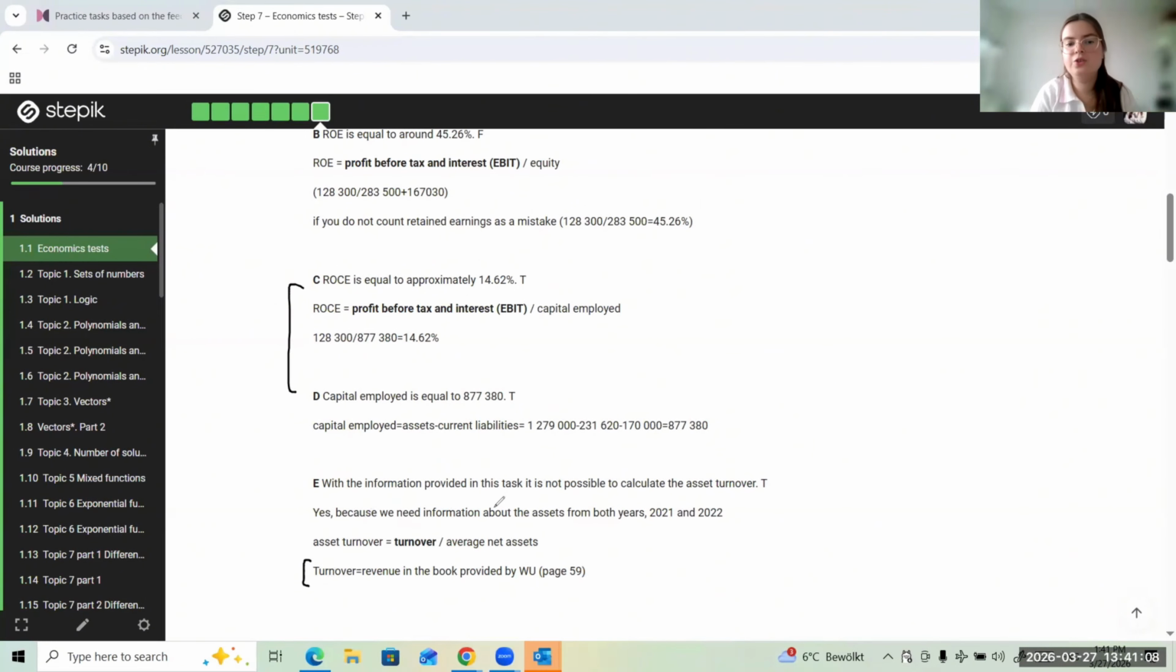So here, you know that asset turnover would include average net assets. For average assets, you need 2 years. You cannot have one, because average is between the two. That's why, since you only have the balance sheet for 1 year here, because we only give you one, you cannot get the asset turnover.